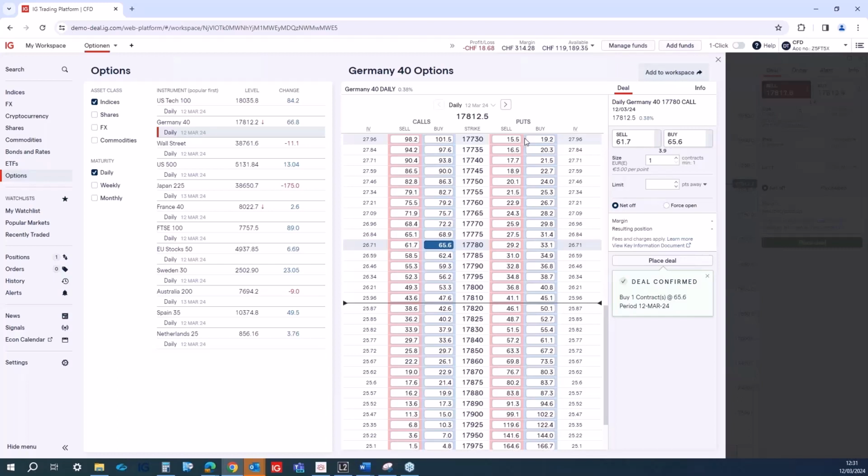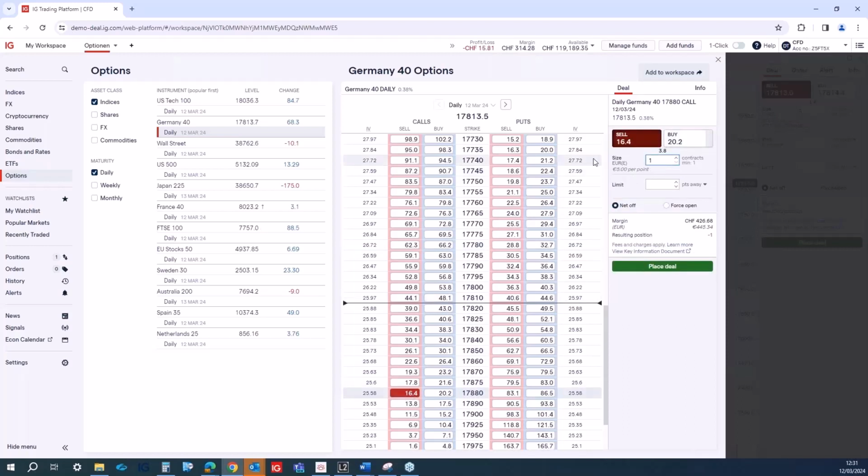Then the second leg is a short call with a higher strike. So we know the long call we set at 17,780, so we're going to search for a higher strike. Let's take 17,880, 100 points higher, and let's collect via a short call the premium 16.3. Again, that's per point times 5 would be the overall premium that you would be receiving. Important here to say, the short call always has to have a higher strike. So this is how you generate this spread, basically.